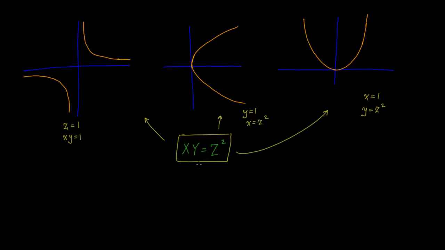So this is a projective curve. It is homogeneous of degree 2, and we have divided it into 3 charts, and in all 3 charts it looks different.